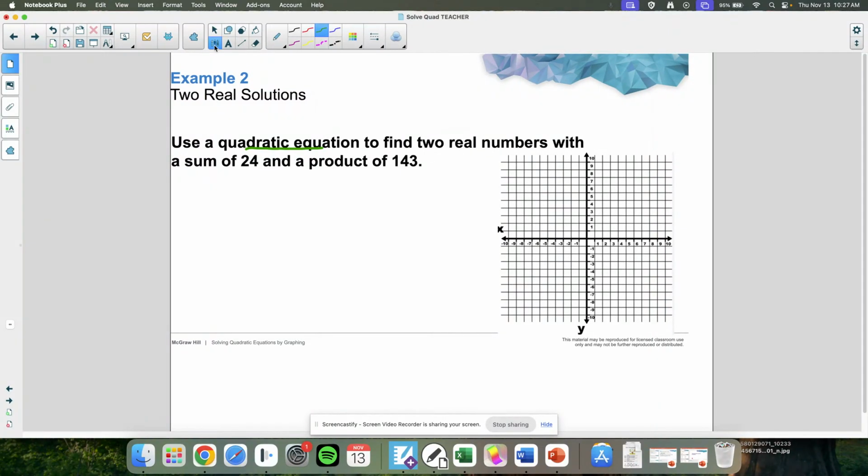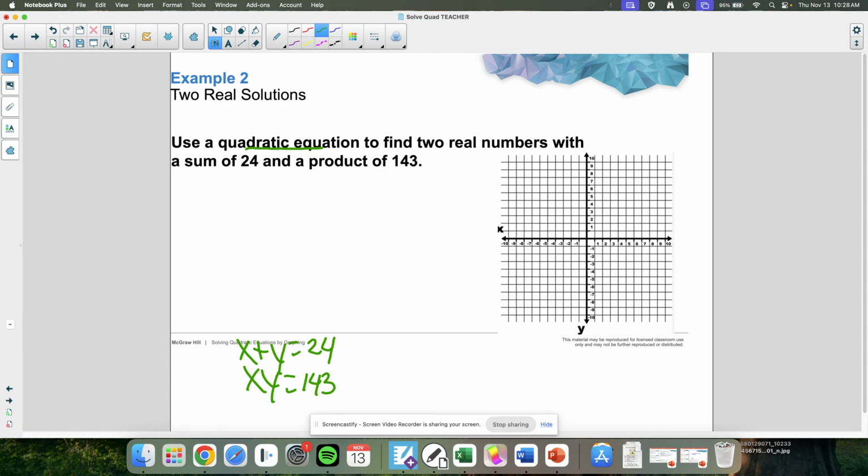The sum of two numbers, what operation means sum? Add. So you would write x plus y equals 24. Product, what operation means product? Multiply, and then you would do x times y equals 143. Then you would do either substitution or elimination to solve this system of equations. However, we have two variables. When we do our quadratics, do we have two variables or just one? Just one.